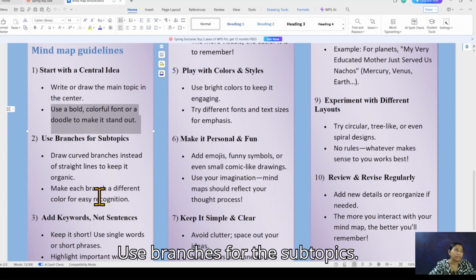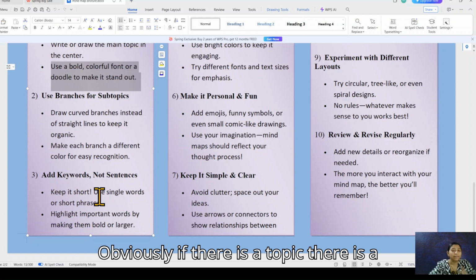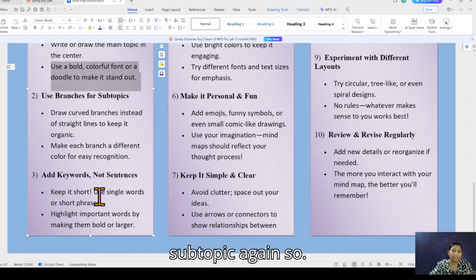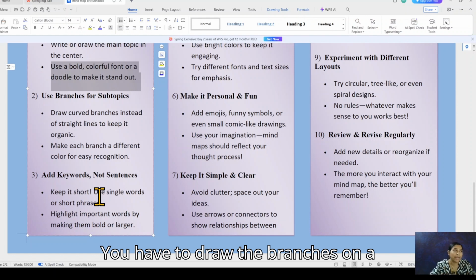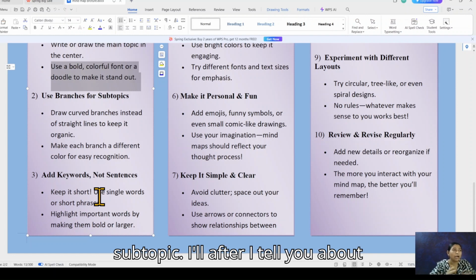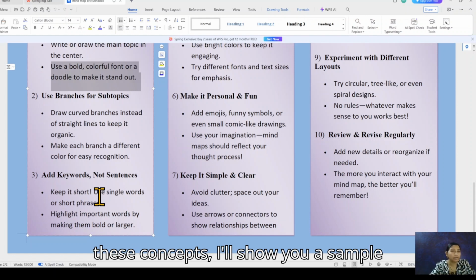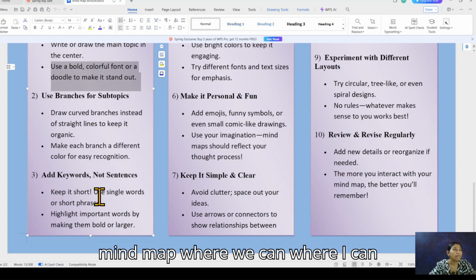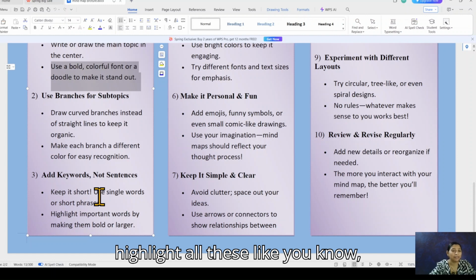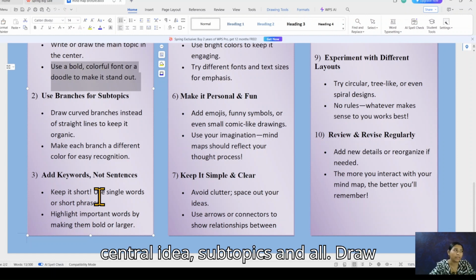Use branches for the subtopics. Obviously, if there is a topic, there is a subtopic again, so you have to draw sub-branches on a subtopic. After I tell you about these concepts, I'll show you a sample mind map where I can highlight all these, like the central idea, subtopics and all.